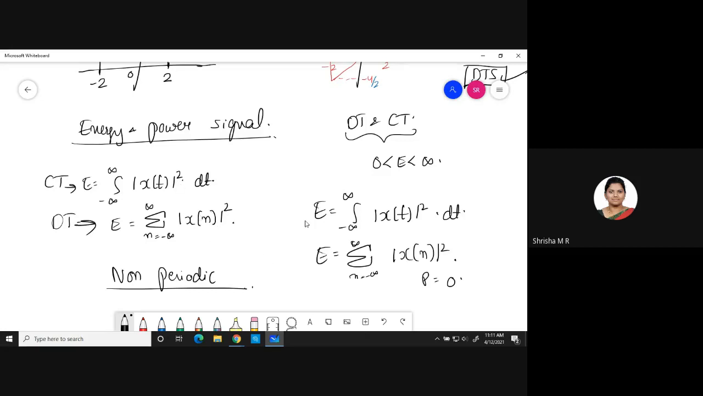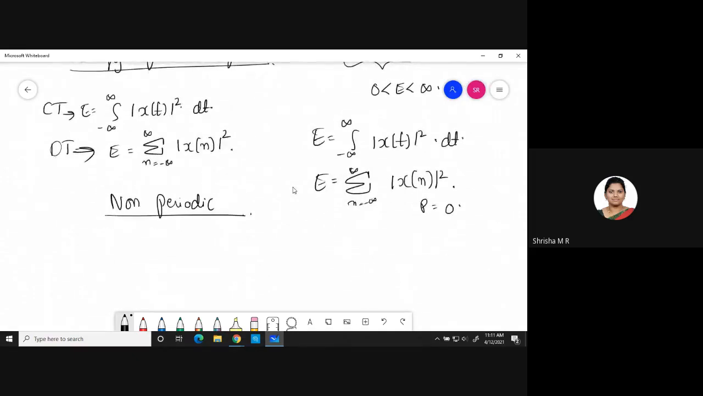Fine. I'll tell you the difference, how to identify energy and power signals. First you understand the equations for this. This is the equation for continuous time signals. Energy is given by the integral from minus infinity to infinity of x of t whole square into dt. Whereas for discrete you have summation of samples from n is equal to minus infinity to infinity of modulus of x of n whole square, or magnitude of x of n whole square.